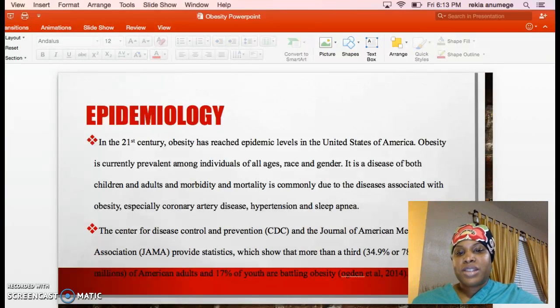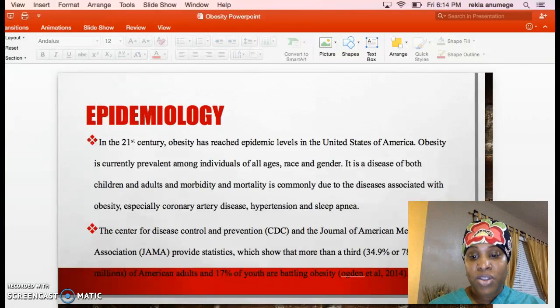The Center for Disease Control, the CDC, and Journal of American Medical Association provide statistics which show that more than a third, 34.9% or 78.6 million of American adults and 17% of youth are battling obesity. That's a very large number. Basically, what we know as the world's population that we live in now, where overweight and obesity kills more people than the underweight, that's a problem, especially when we know obesity is preventable.